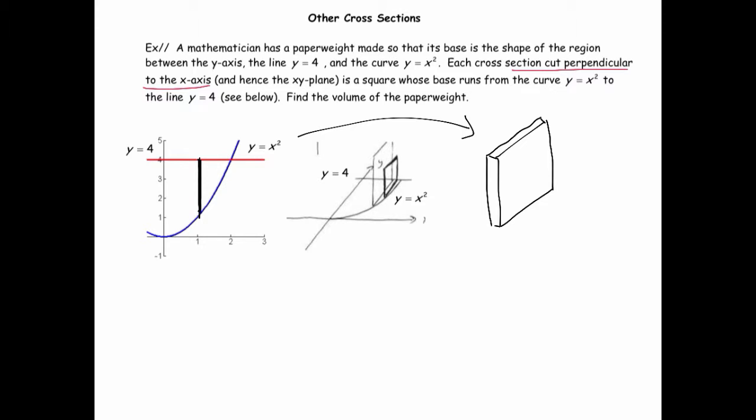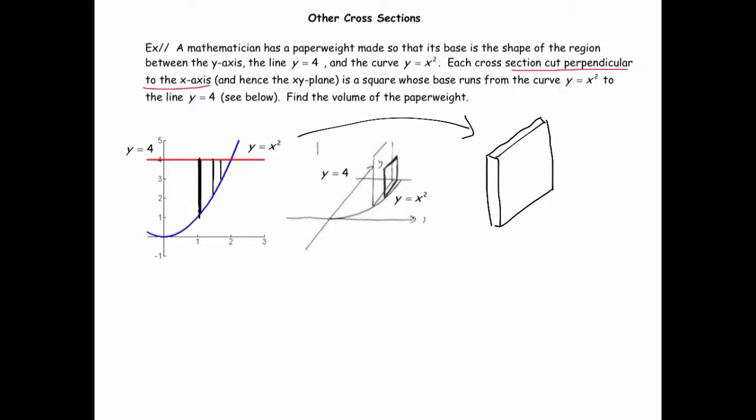Now the idea is that as x goes from 0 to 2, you can see that each rectangle is smaller, and that means that each square is going to be smaller because the square is determined by the distance between y equals 4 and y equals x squared, and that distance is greater towards x equals 0 and gets smaller towards x equals 2. And so the point is that it's kind of hard to visualize this shape, but if we can just analyze an arbitrary slice, we can compute the volume of the entire solid.